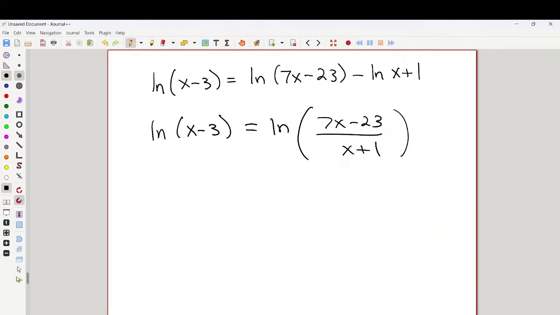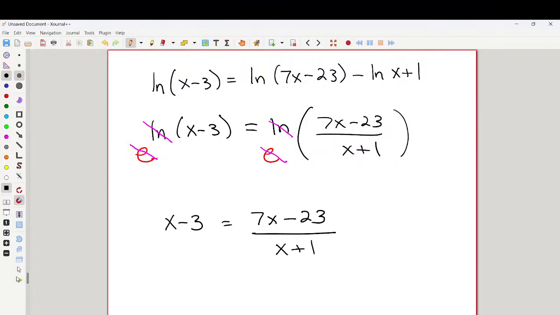Step 2, exponentiate. The invisible base is e. Exponentiate by e. E and log e cancel out. Oh, that's cool. We haven't seen this yet, but it is what it is. Follow the rule. e and log e cancel out. So on the left, we're left with x minus 3. And on the right, we have 7x minus 23 over x plus 1.